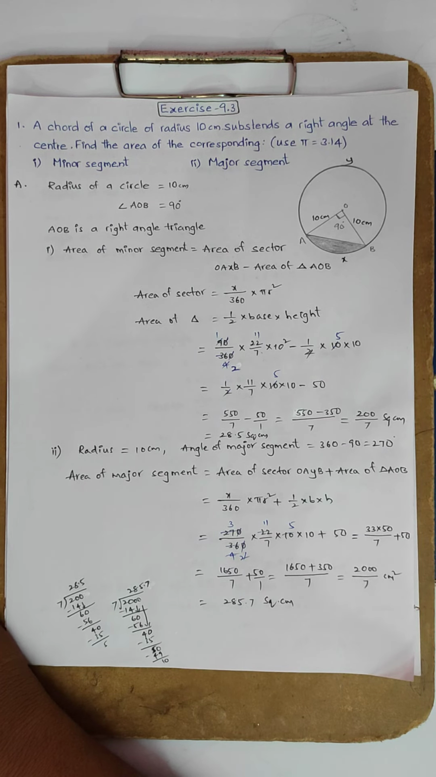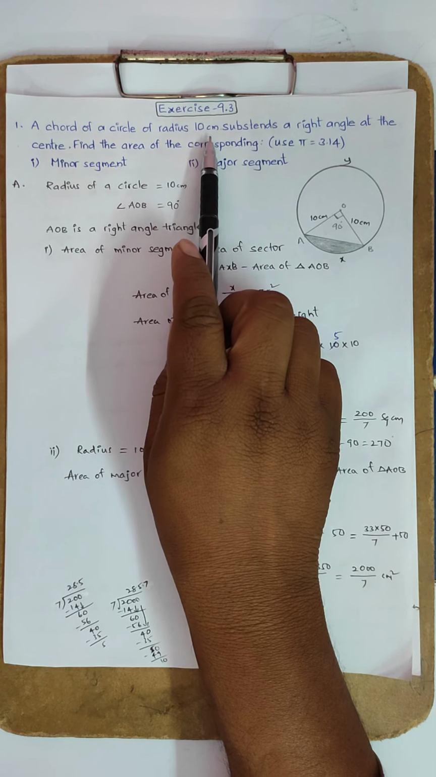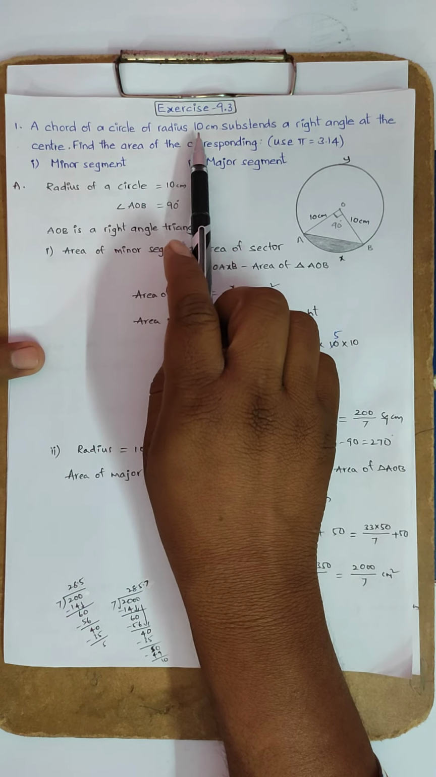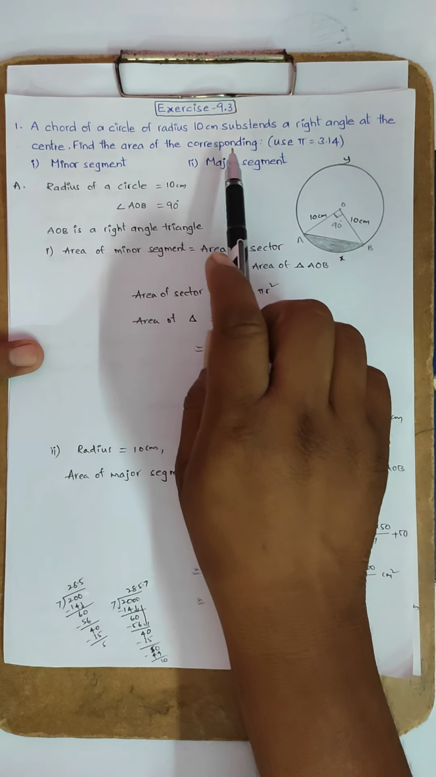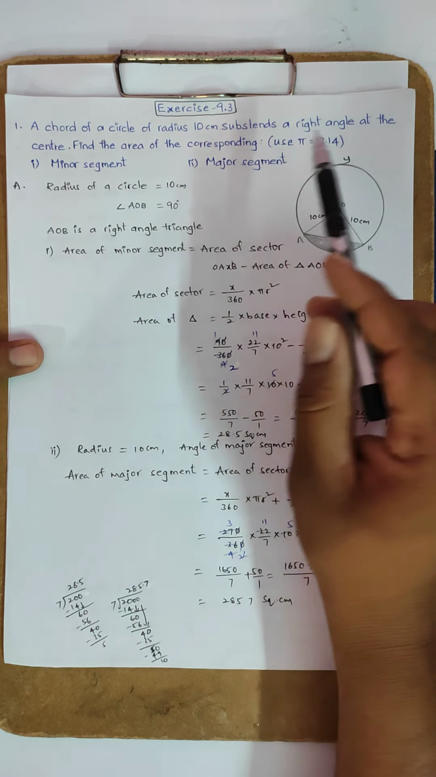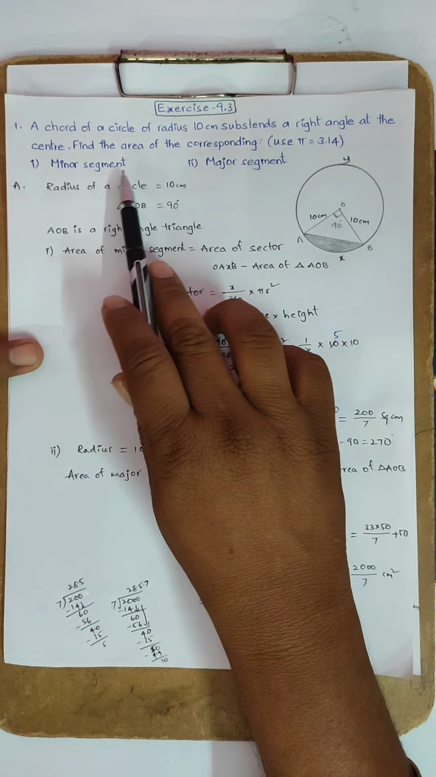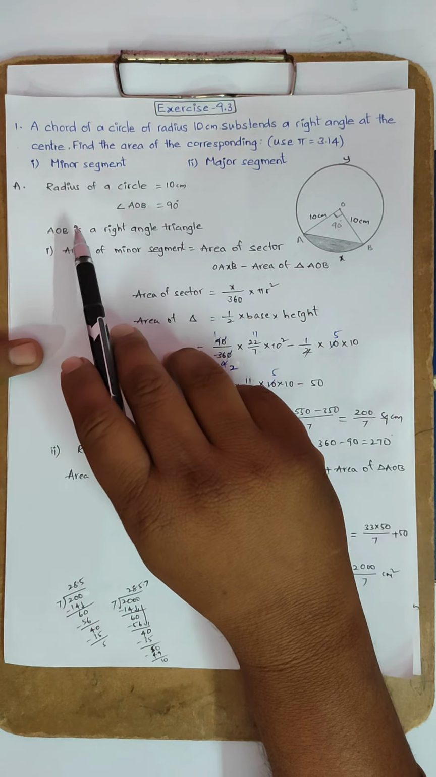Hi everyone, today our topic is tangents and secants to a circle, exercise 9.3, first problem. A chord of a circle of radius 10 centimeter. Up to here, we know that the radius is 10 centimeter. The chord in the circle subtends a right angle at the center, that is, angle 90 degrees at the center. Find the area of the corresponding minor segment and major segment.